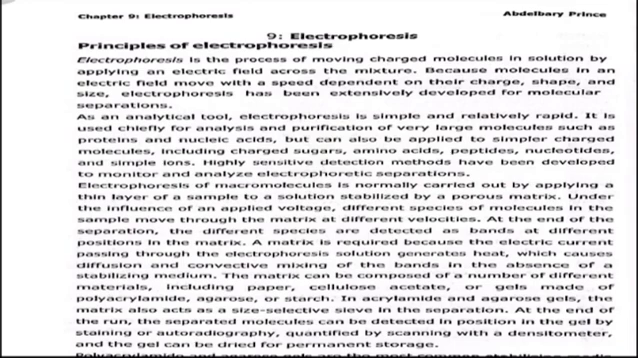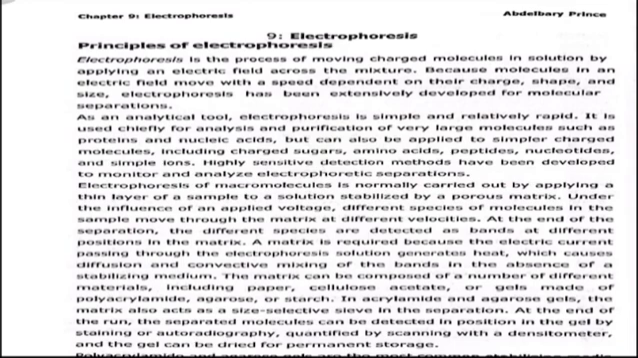A matrix is required because the electric current passing through the electrophoresis solution generates heat, which causes diffusion and convective mixing of the bands in the absence of the stabilizing medium. The matrix can be composed of a number of different materials, including paper, cellulose acetate, or gels made of polyacrylamide, agarose, or starch. In acrylamide and agarose gel, the matrix also acts as a size-selective sieve in the separation.